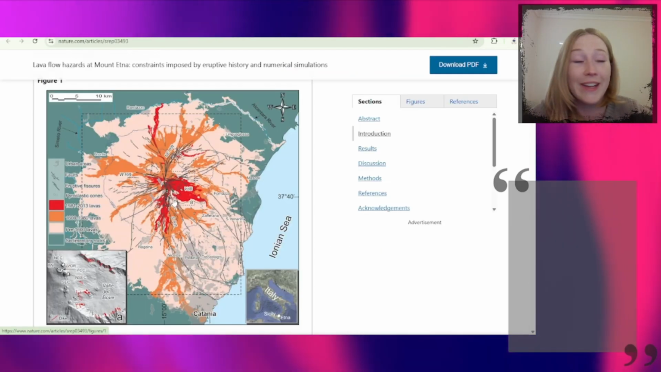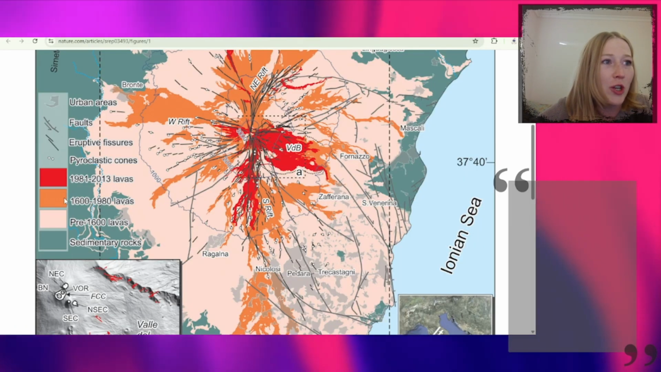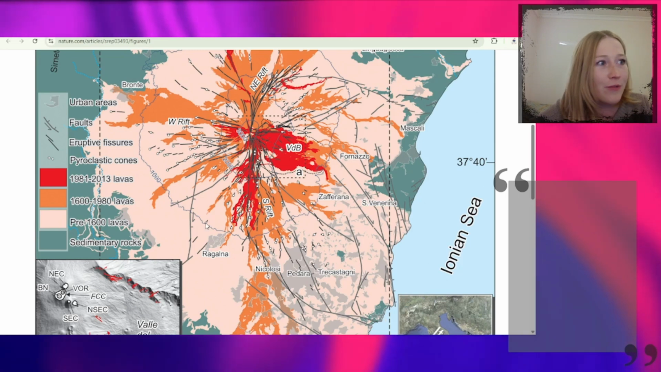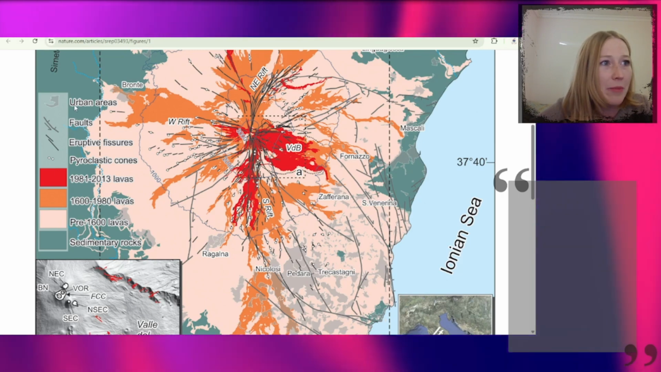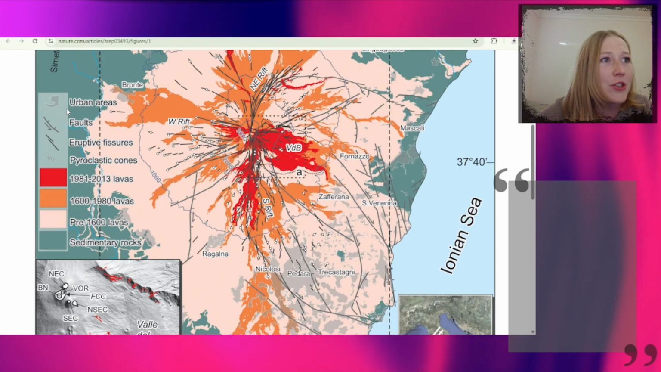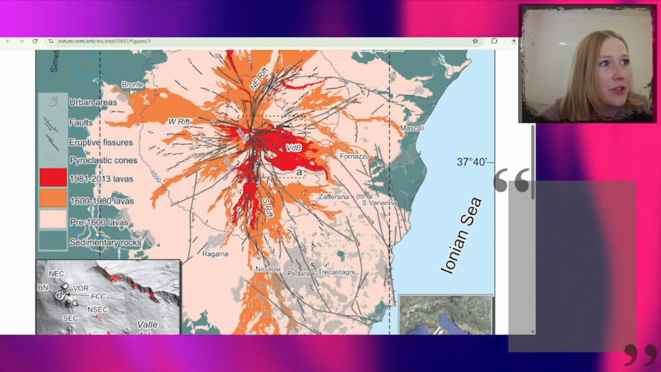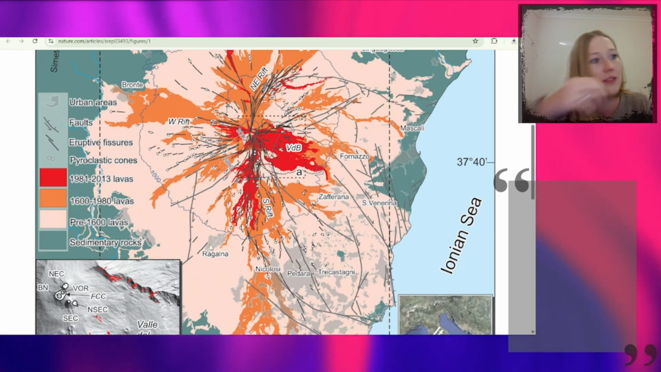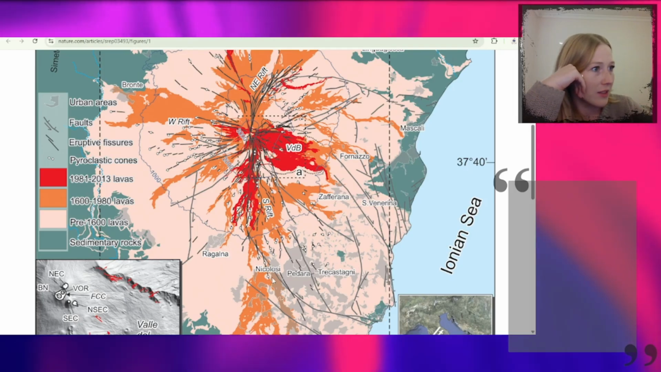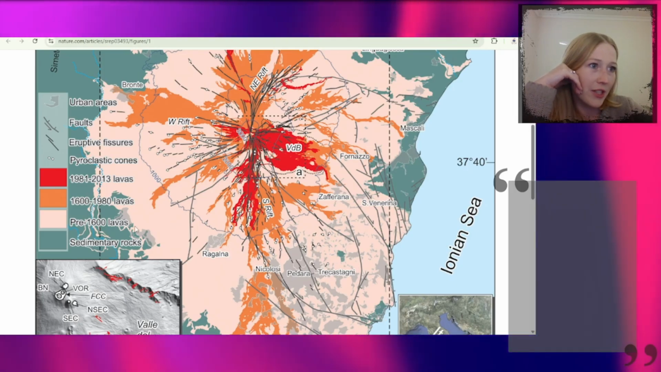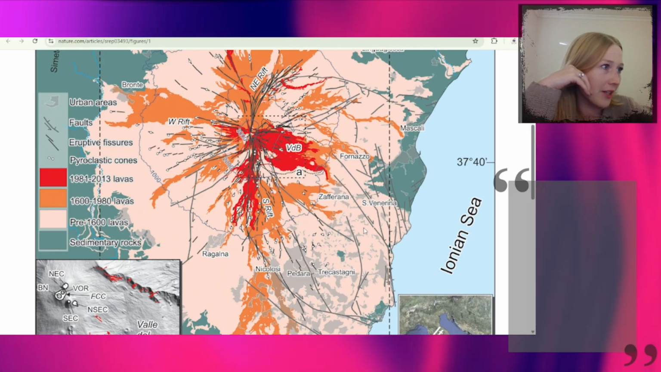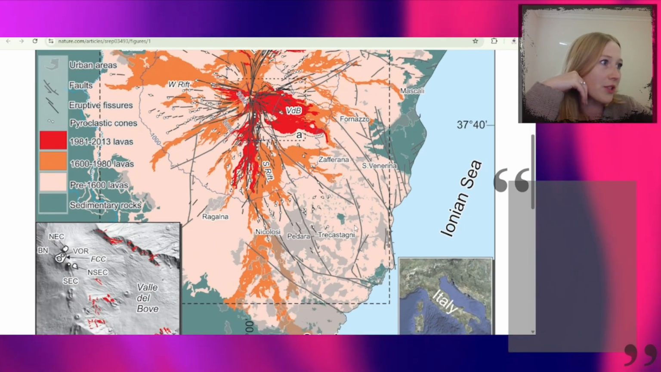This is a really cool map. It's showing where lava has flowed before, if I'm understanding this correctly. Okay, so the gray area is urban areas. So we've got gray over there and here, here. Okay, so there's quite a bit of urban area around this volcano.